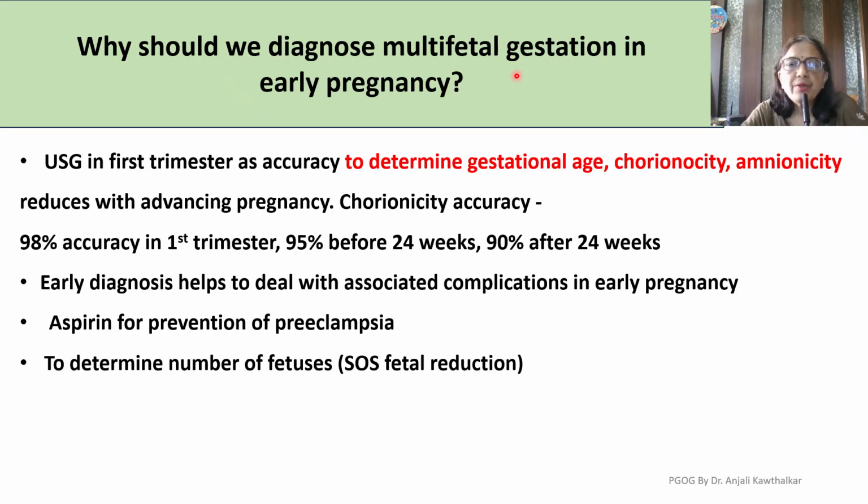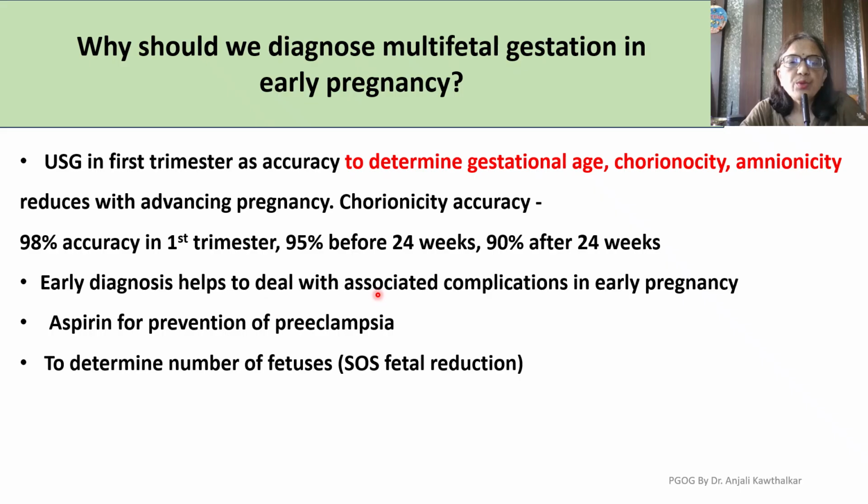Now, why should we diagnose multifetal gestation preferably in early pregnancy? Ultrasonography in the first trimester is more accurate. Accuracy is greater to determine gestational age, chorionicity and amnionicity. This accuracy reduces with advancing pregnancy. Chorionicity accuracy is 98% in the first trimester, 95% before 24 weeks, and only 90% after 24 weeks. So it is better to look for the T sign and lambda sign before 12 weeks, in the first trimester itself, because the accuracy is 98%.